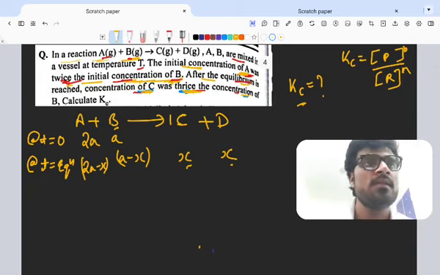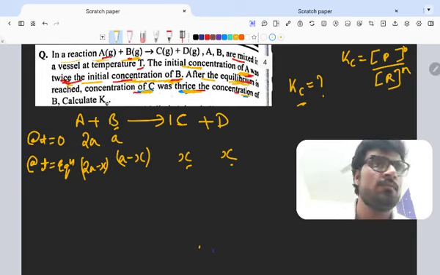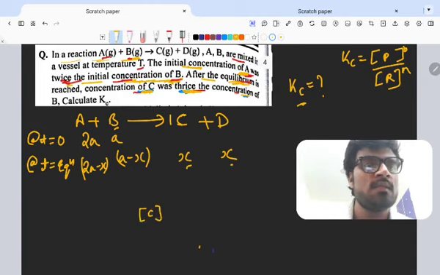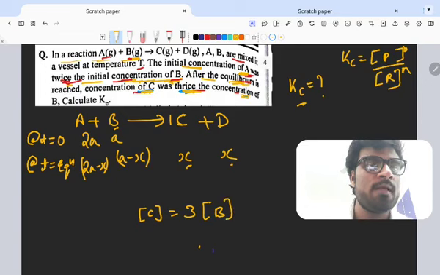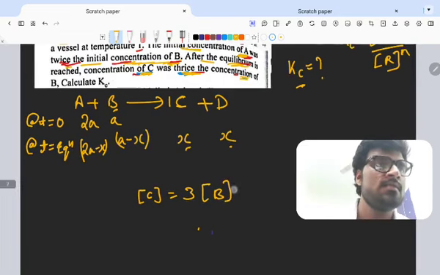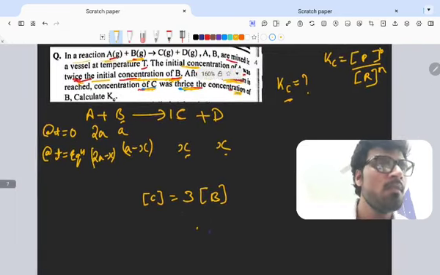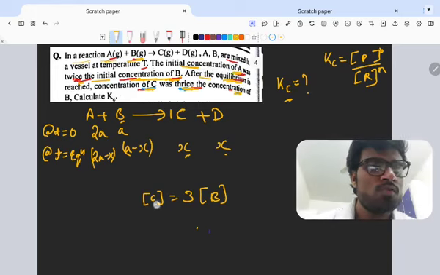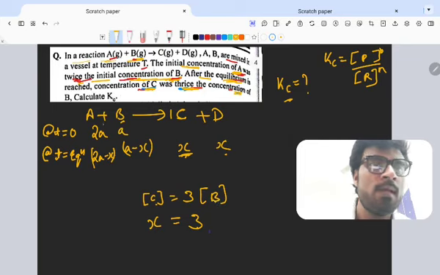And what is the question saying? After the equilibrium is reached, the concentration of C was thrice the concentration of B. It means the concentration of C is 3 times the concentration of B. Calculate Kc, and they have asked for the Kc. This is all the information that they have given me. At equilibrium, they are saying the concentration of C is 3 times that of B. Everyone can see the concentration of C at equilibrium is x. It means x is equal to 3 times B. And B at equilibrium is a minus x. Very good. Can you solve this?